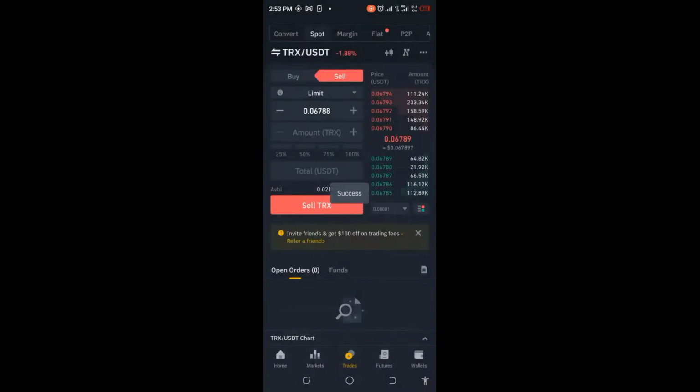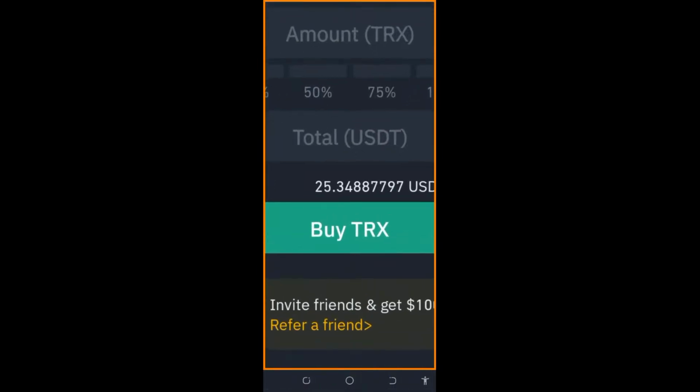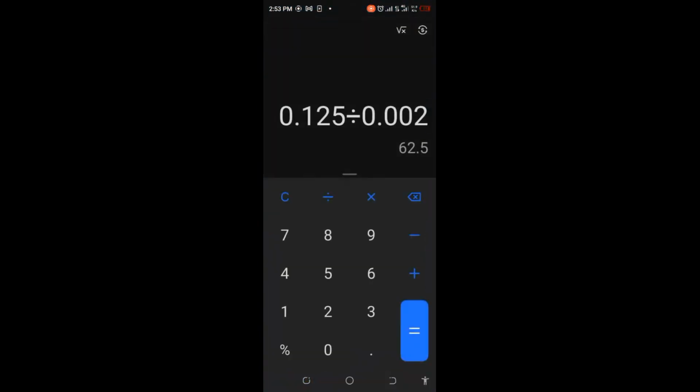Okay, so now let's go back and see what we have. Well, we made profit actually, but don't forget we had a lot of transfer fees. You can see here, it started out at 25.28, and here we are at 25.34. 25.34 minus 25.28 is 6 cents.